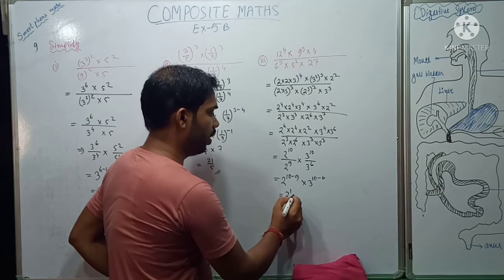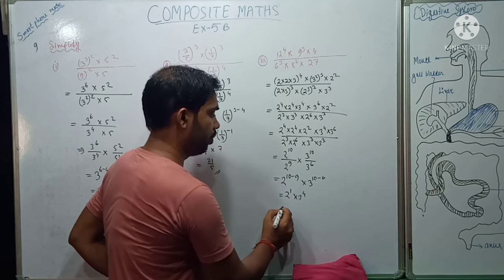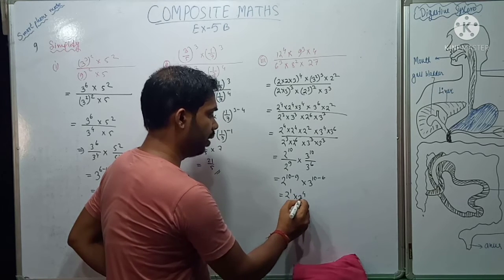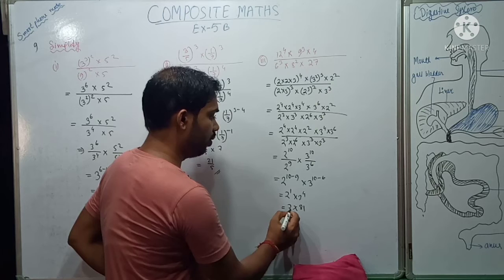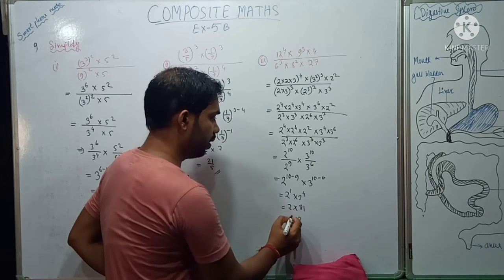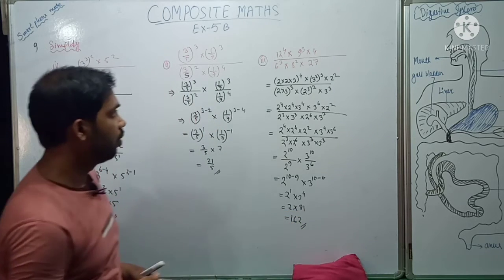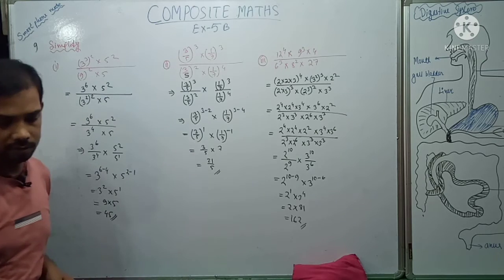So it is 2 power 1 into 3 power 4. 2 power 1 is 2 and 3 power 4 is 81. So 2 into 81 is 162. So we have completed question number 3.